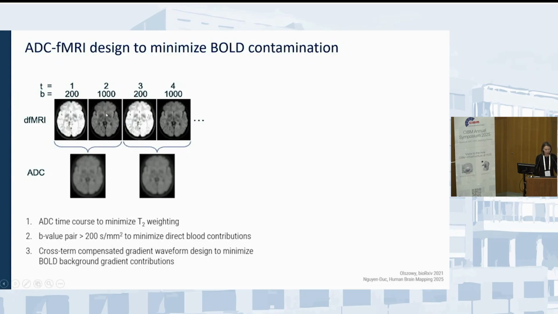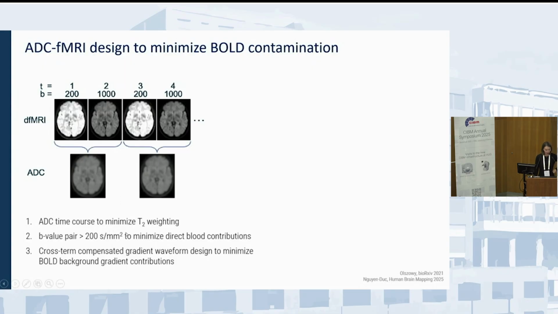And so you have to acquire 2 different B values in alternating fashion in order to be able to calculate an apparent diffusion coefficient map at each time point. And so there are different steps that you have to optimize. This ADC time course allows you to minimize T2 weighting that is intrinsically built in these diffusion-weighted images because they are spin echo-based. And if you're T2 weighted, you will capture BOLD contrast, so you do not want that. So the ADC calculation is really paramount to keeping BOLD contrast out of your time course.